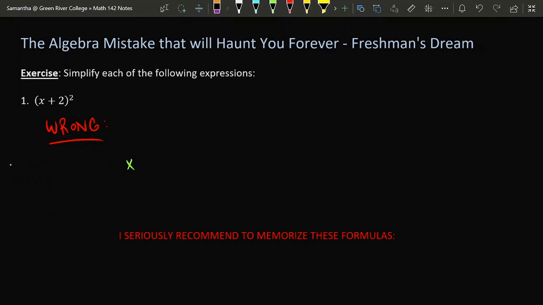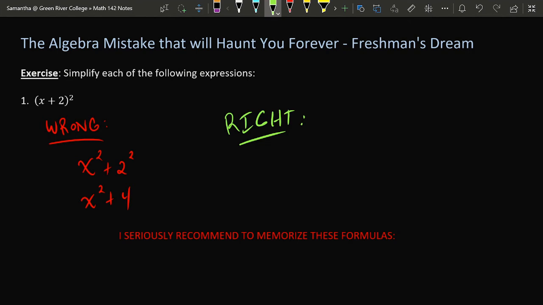The student, with that in the back of their mind, thinks that they can do the same thing with a plus sign in between. So I will see this often simplified as x squared plus 2 squared, or x squared plus 4. The issue is that having a plus sign between the x and the 2 completely changes the game.